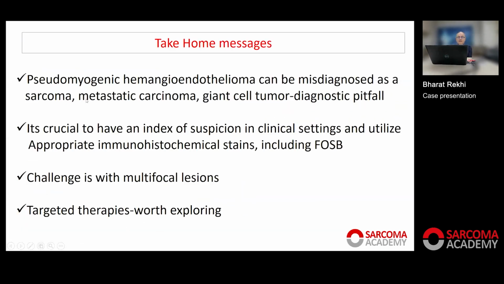So to wrap up my case, pseudomyogenic hemangioma can be misdiagnosed as sarcoma, carcinoma, and giant cell tumor. It's kind of a pitfall, and the way to diagnose accurately is to know about it. Maybe in the past, we've all made mistakes earlier when the entity was not known, but we've learned and we're cautious. It's crucial to have an index of suspicion, especially in clinical settings of multifocal lesions, young patients, and bone, and make an appropriate choice of immunohistochemical stains, including FOSB, which is a good new-age marker for their exact diagnosis.